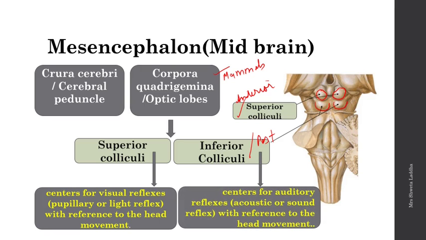Inferior colliculi are the center for auditory reflexes, acoustic or sound reflexes with reference to the head movement. Suppose you are listening to a movie or a song on TV, and suddenly there is a sound in another room and you move your head in the direction of the sound. This type of auditory reflex is controlled by the inferior colliculi. So I hope you understood. Corpora quadrigemina, optic lobes, a mammalian character, are made up of two superior or anterior colliculi and two inferior or posterior colliculi. Superior colliculi control visual reflexes and inferior colliculi control auditory reflexes.